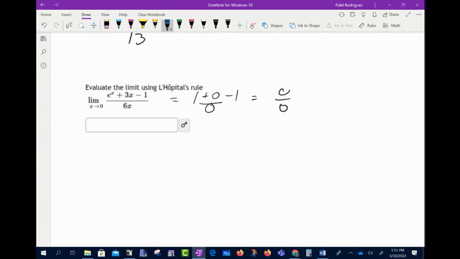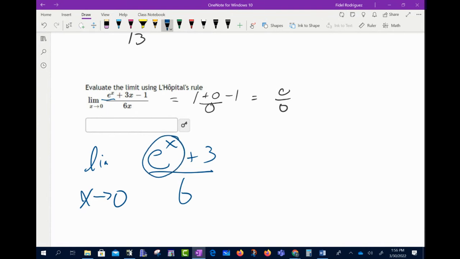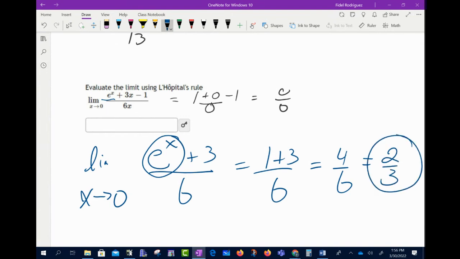Okay, we're going to go through slowly. The derivative of e to the x is still e to the x. What's the derivative of 3x? 3. And on the bottom, the derivative of 6x? 6. Now let's take the limit as x approaches 0. So as x approaches 0, e to the x approaches 1. So this becomes 4 over 6, which simply reduces to 2/3.